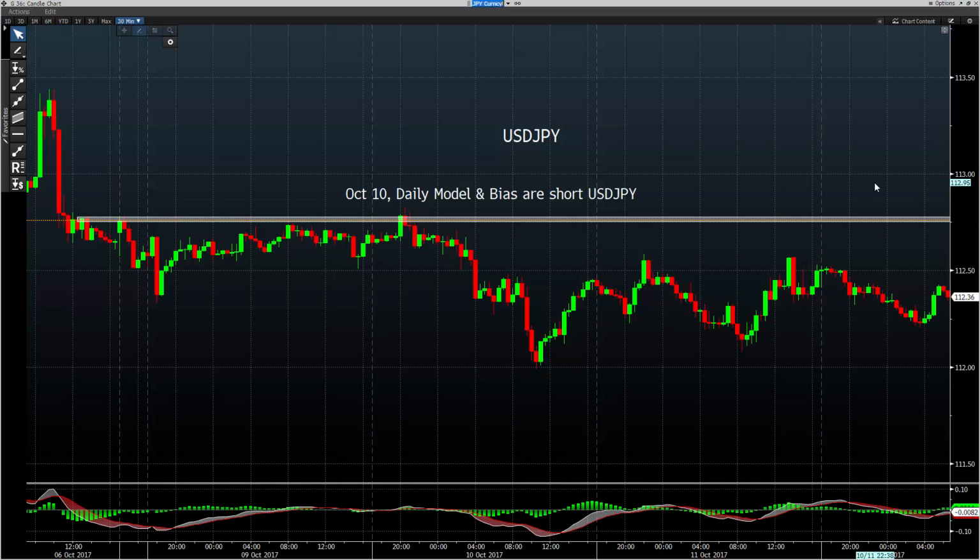So using levels, when I'm looking for a short trade, and I know I'm looking for a short trade because, again, the daily model and the bias are short, I am now looking for edges, top edges. You can look for bottom edges for sells back into a bottom edge once they're broken, but ideally top edge sells, and when you're looking for a long trade, bottom edge longs. So in this circumstance, it's top edge sells.